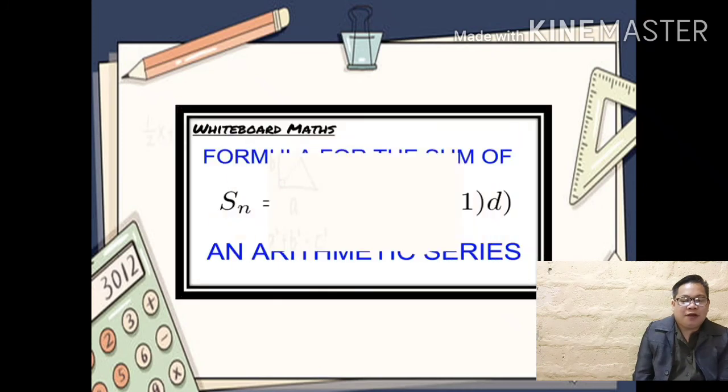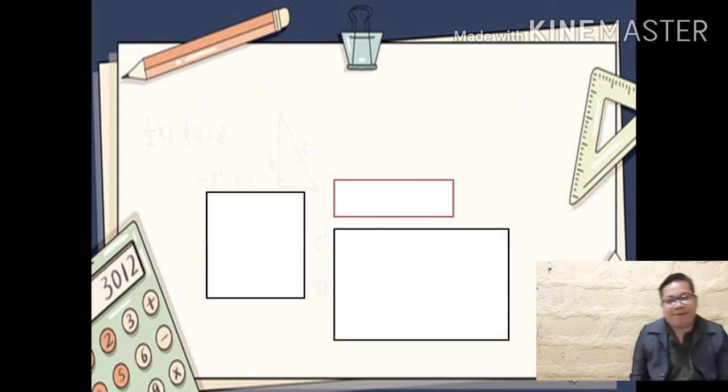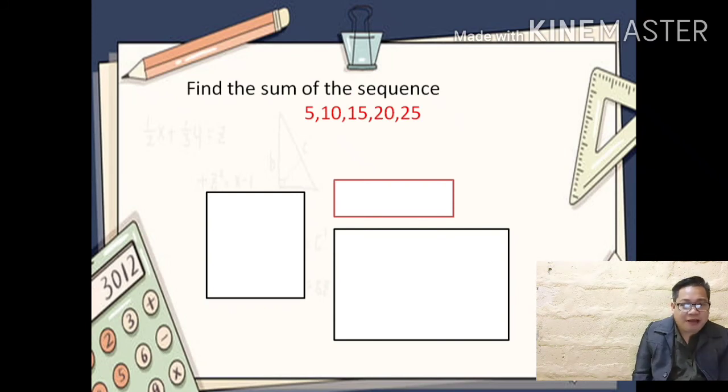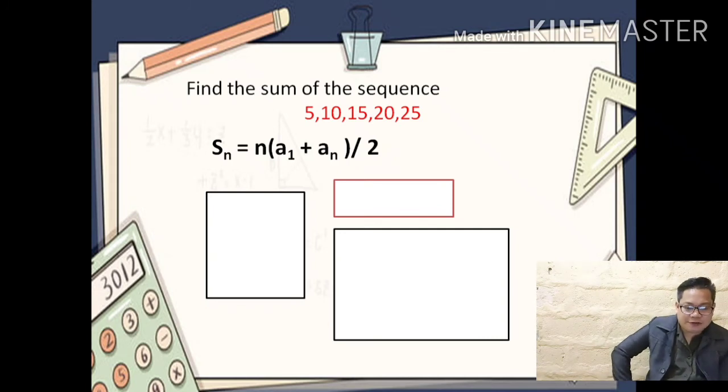Okay, next. Find the sum of the sequence. O hanapin natin yung sum. 5, 10, 15, 20, and 25. Okay, so using the formula, S sub n equals n, quantity A sub 1 or yung first term plus yung last term divided by 2. So, ang n natin dito, ilan lahat? So, 5. A sub 1 natin, yung first term ay 5 din. A sub n, yung last term ay 25. So, pwede na natin i-substitute doon sa ating formula.